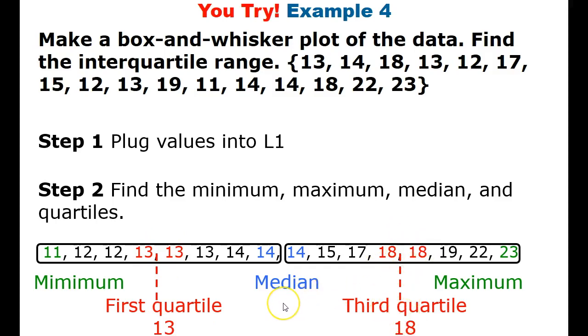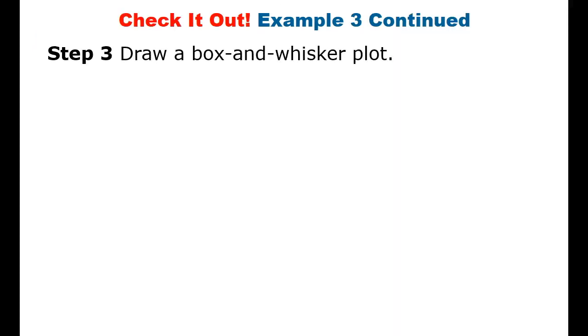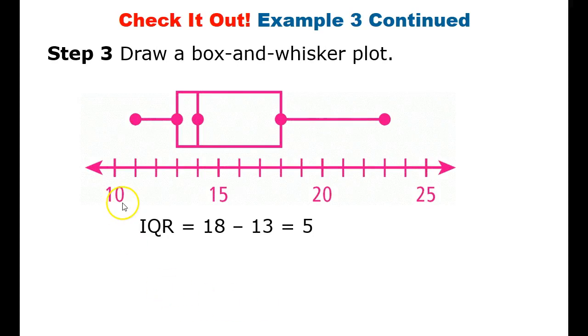So now we've got our 5-number summary. Minimum 11, first quartile 13, median 14, third quartile 18, and maximum 23. We're going to draw a number line that includes the numbers from 10 to 25, and we're going to plot those 5 numbers as dots above that number line. That's the very first thing you do, is put those dots up, and then we'll connect the dots from the outside in, from the max and min to the first and third quartile. We're going to draw a box from first quartile to third quartile, and a line in the middle of the box for the median. To find the interquartile range, we subtract third quartile 18 minus first quartile 13, and we got an IQR of 5.